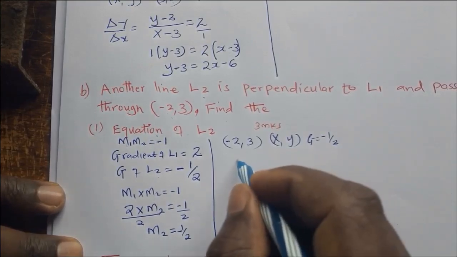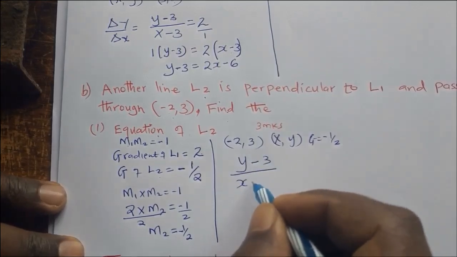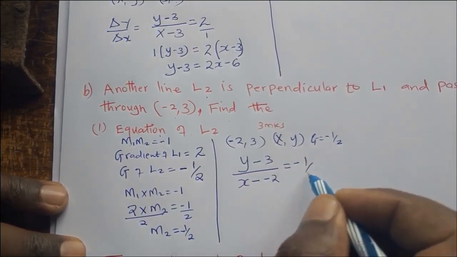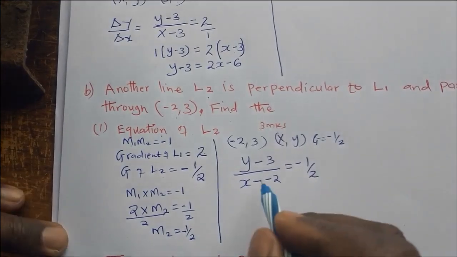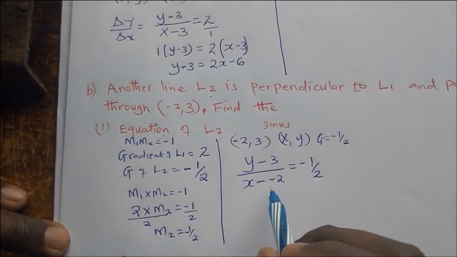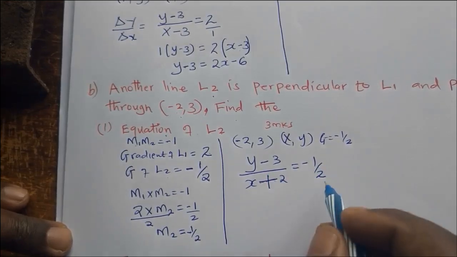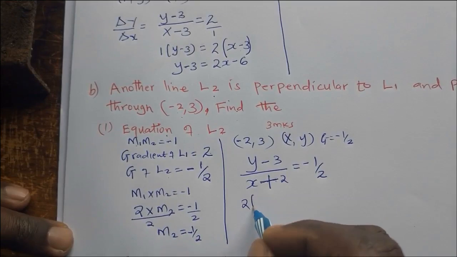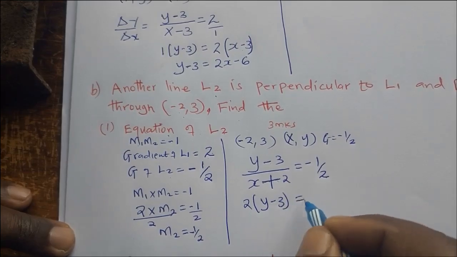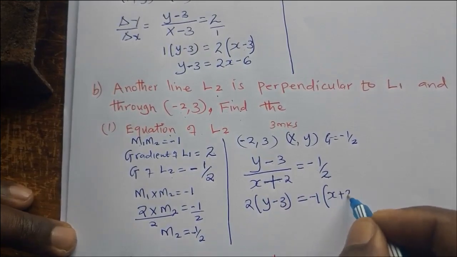So what you do, y minus 3 over x plus 2, the answer is negative 1/2. Right? A negative times a negative, the answer is positive. So this is positive. So cross multiply, we will multiply 2 into y minus 3, this times this, is equal to negative 1 times x plus 2. Right?